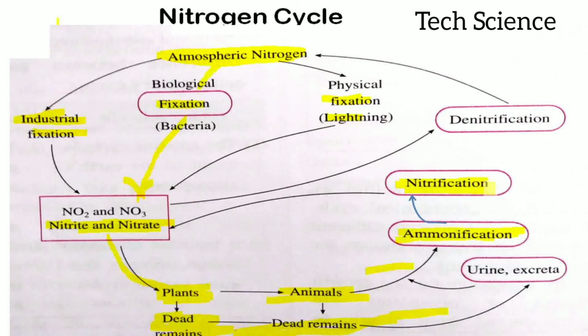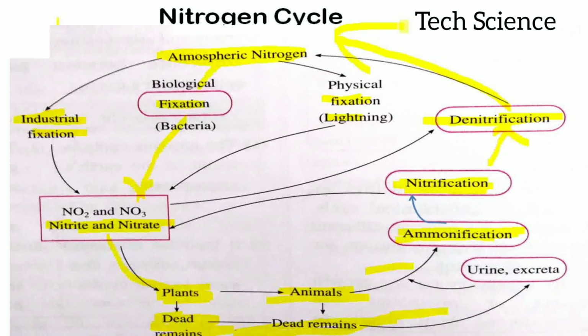What is nitrification? The conversion of this ammonia into nitrite and nitrate is called nitrification. And after nitrification, there is a process called denitrification, where the nitrate and nitrite form of nitrogen converts to pure nitrogen, which will again be released into the atmosphere. So that is called denitrification, the conversion of nitrogenous compounds into nitrogen gas. In this way, the nitrogen cycle gets completed.